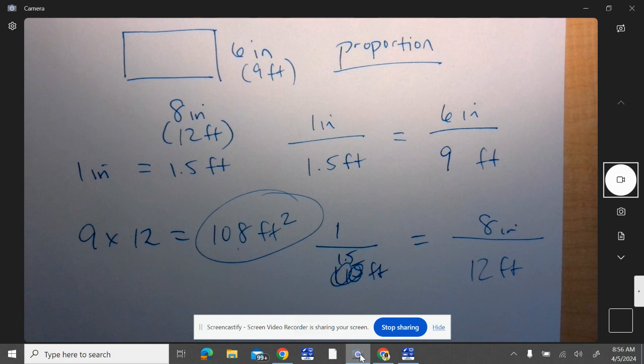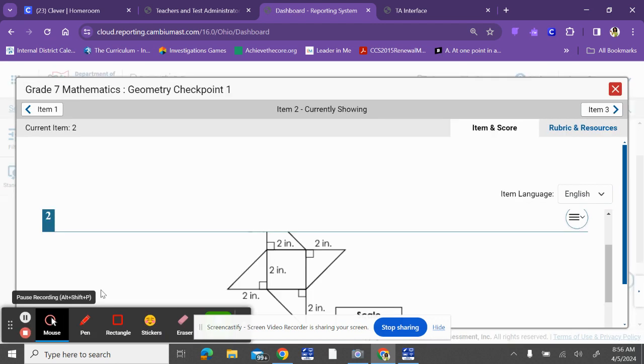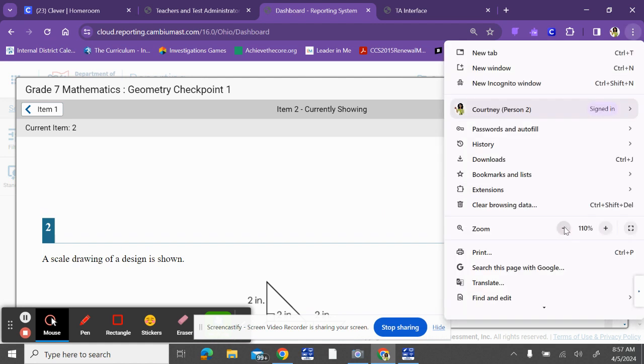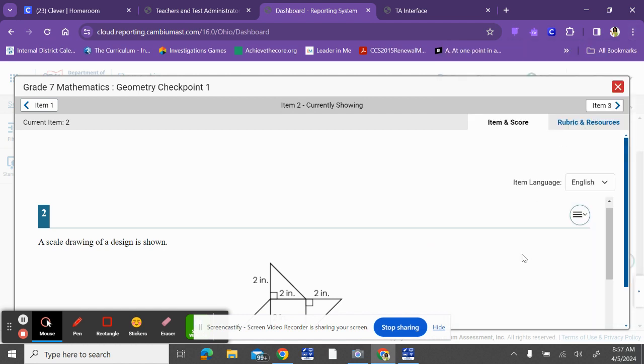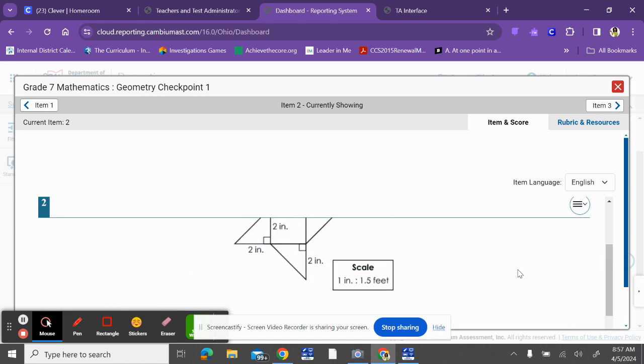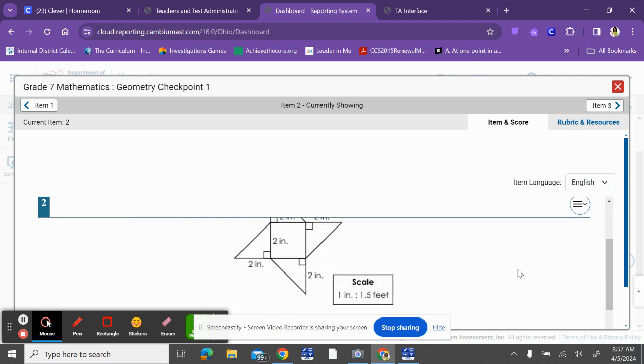Okay, so this is exactly how 8-1 was. Number 2 is saying a scale model is drawn. It's another scale model one, and they're asking what's the actual area. So this is essentially the same question, but now it's a composite figure. Okay, so the scale is still 1 inch is equal to 1.5 feet, which is the same as question one.